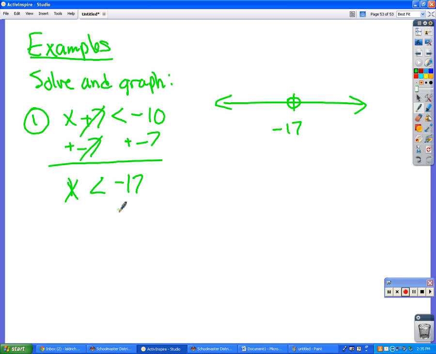My arrow goes to the left or to the right? To the left. Because I want the numbers that are less than negative 17, and those are to the left. Oh, so you can tell if it's going to the left or the right, so like if the sign is facing the other way. Right. So this is telling you which direction to go. Yep. Absolutely. All right, let's try two more.